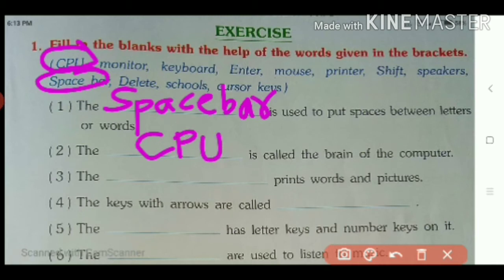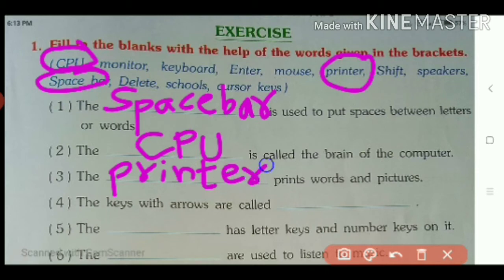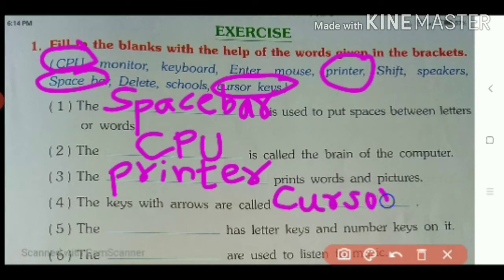Third, the dash prints words and pictures. What do we print words and pictures from? From the printer. Here is the spelling of printer, you write it. PRINTER. Printer. Fourth one, the keys with arrows are called. Keys with arrows. The keys which have arrows, what keys do we call them? Cursor keys. Here it is at the end. CURSOR KEYS. Cursor keys.